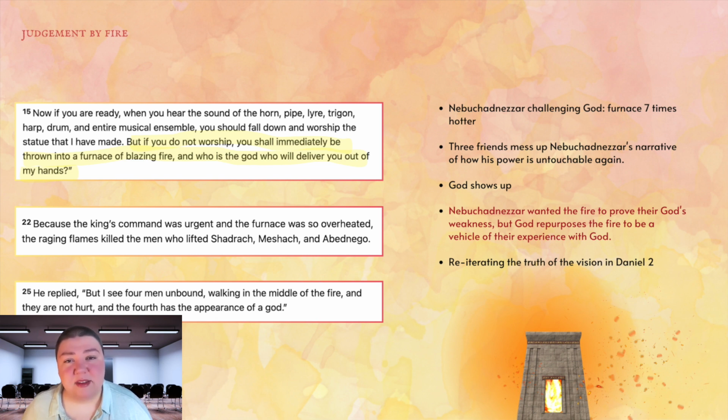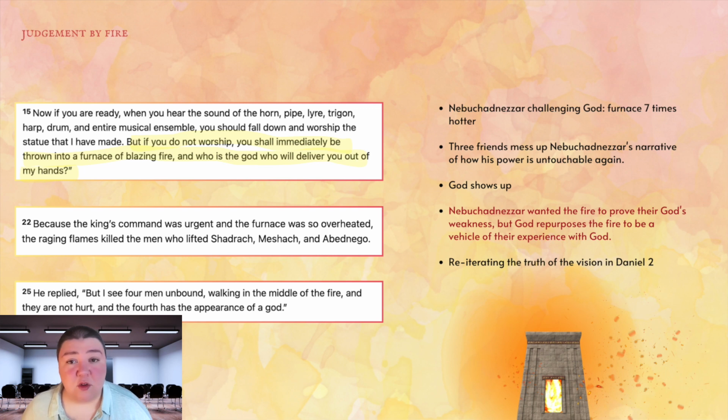First, the 3 friends are messing up Nebuchadnezzar's narrative of how his power is untouchable. Now, their execution is interrupted, and God himself shows up. Nebuchadnezzar wanted the fire to prove their God's weakness, but God repurposes the fire to be a vehicle of their experience with God, reiterating the truth of the vision in Daniel 2, that no earthly power, no empire will last. The stone will bring them all crashing down, even when at the height of those powers they seem untouchable.